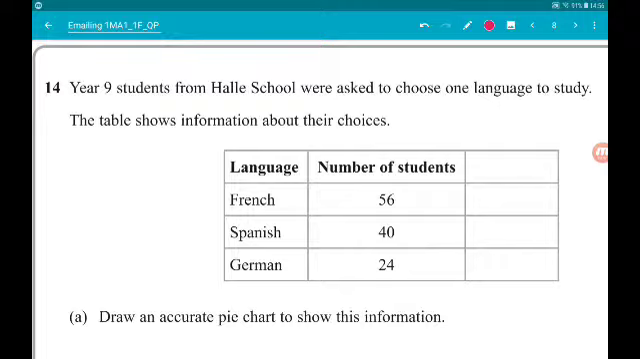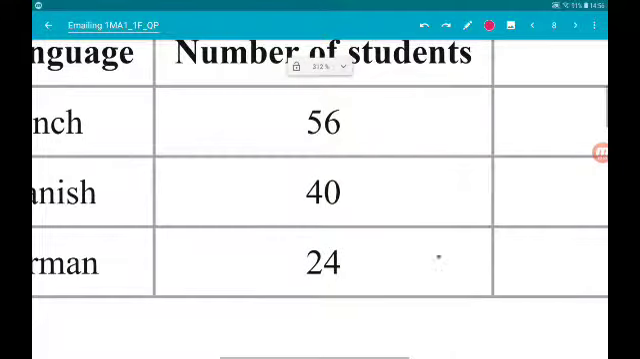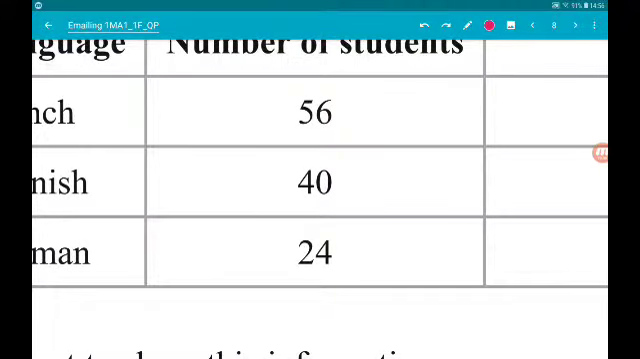So the first thing we need to know is how many students there are. So we need to add together 56, 40 and 24. So because the 4 and 6 connect together to make a 10, I would add 24 and 56 first. So that will give us 80. And then add 40, we get 120.